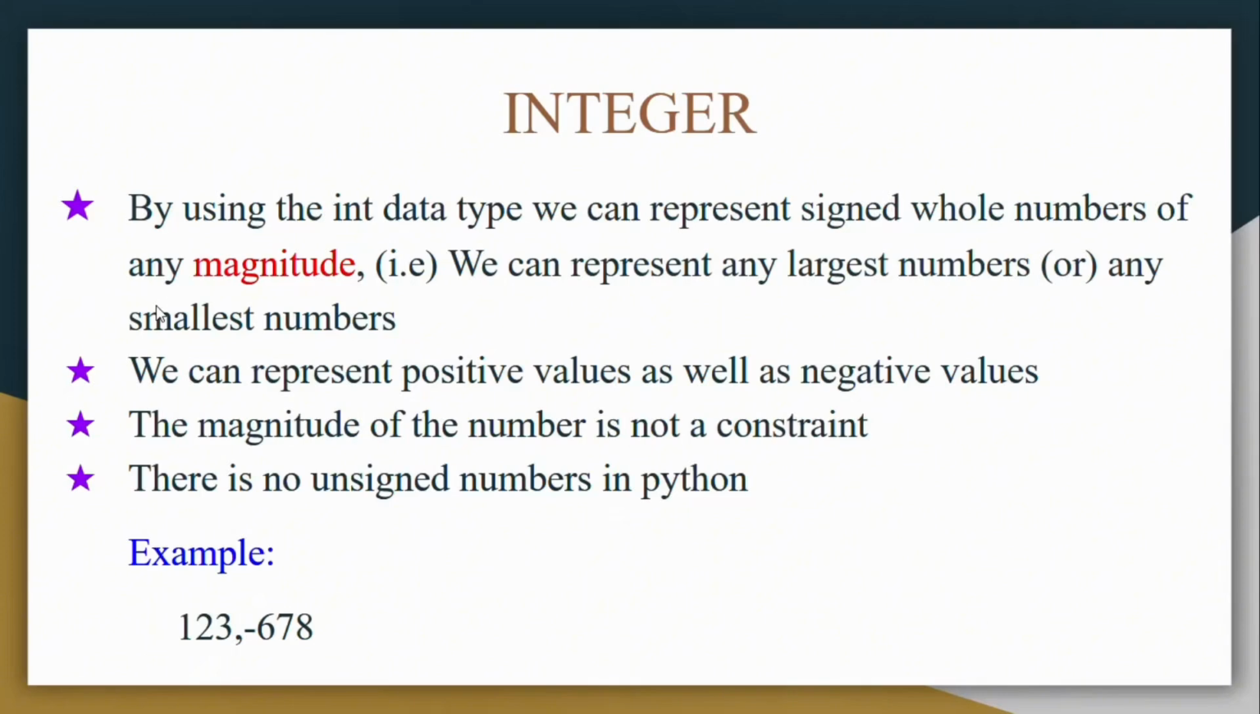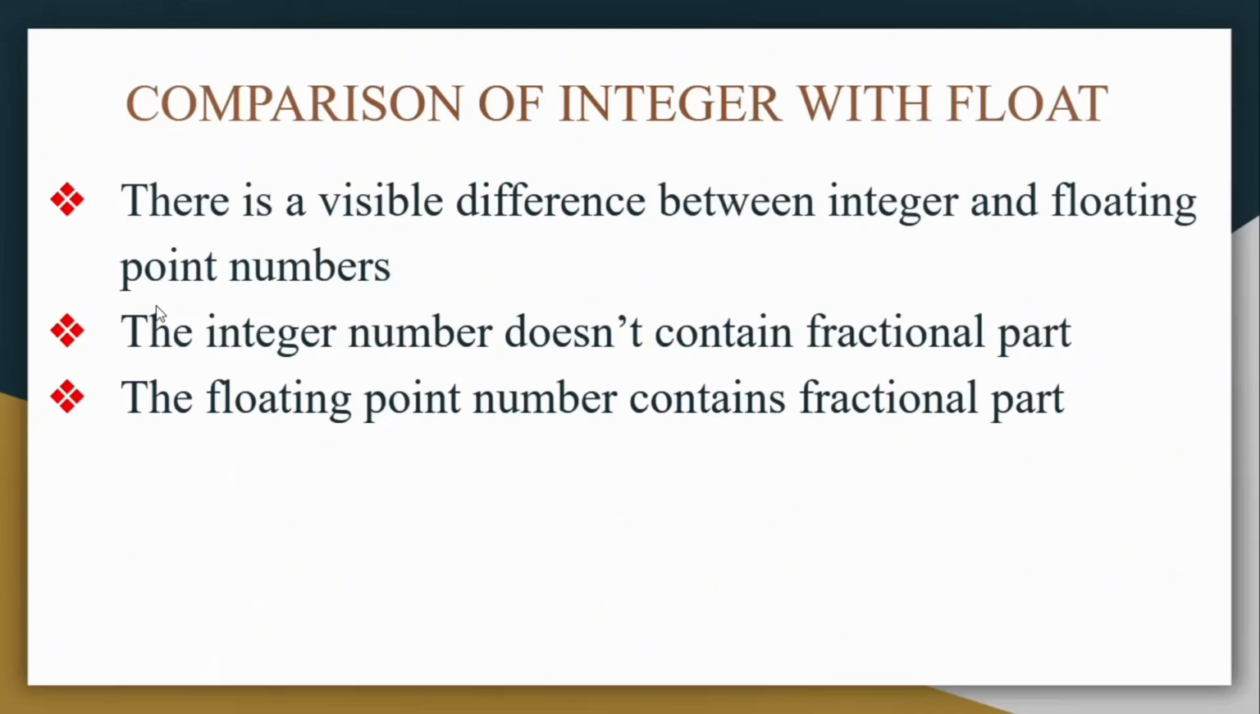Python and Java programming languages don't support unsigned numbers. The languages like C or C++ support unsigned numbers. Look at the example. The first example is a positive whole number and the second example is a negative whole number. There is a visible difference between integer and floating point numbers.